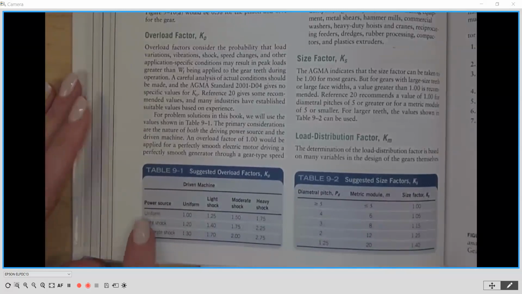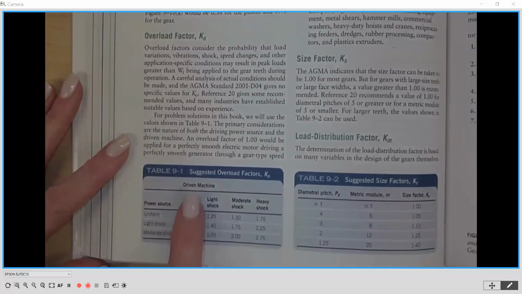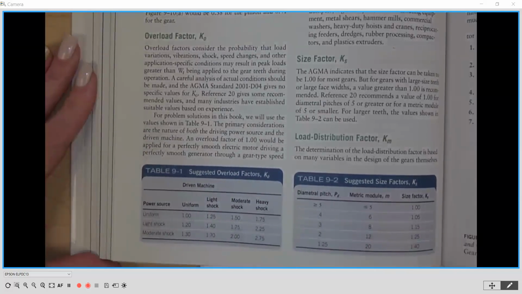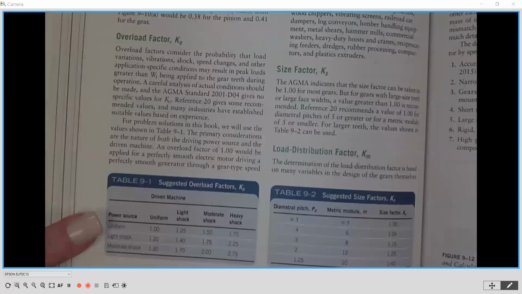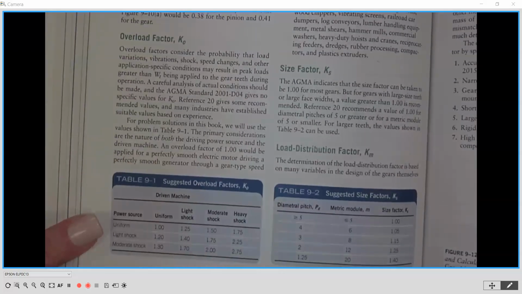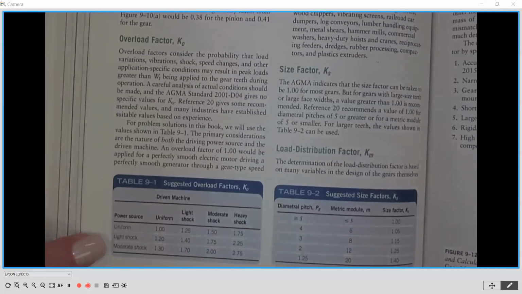Okay. So you'll notice that on this chart, we have power source, and then we have the driven machine. Our power source in our case will be our electric motor. So is it an electric motor? Is it a gasoline engine? Is it a turbine? Whatever it might be. Now, to know what a gasoline or an electric motor is, there's 3 categories. There's uniform on the input, light shock, or moderate shock.